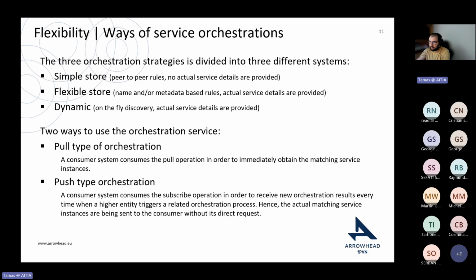Let's continue with the service orchestrations. So there are 3 orchestration strategies, the same way as we have in version 4. The difference is that it is divided into 3 different systems. So we have again the simple store orchestration strategy. This is the strategy where you can define peer-to-peer rules, and during the orchestration process, no actual service details will be provided to the consumer.